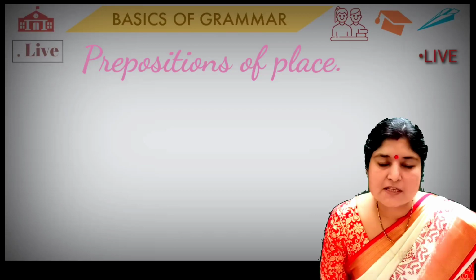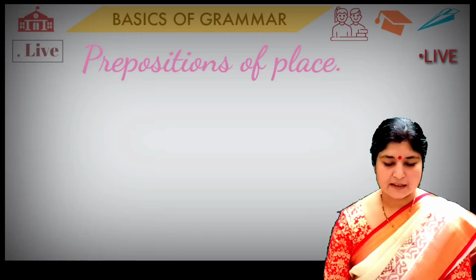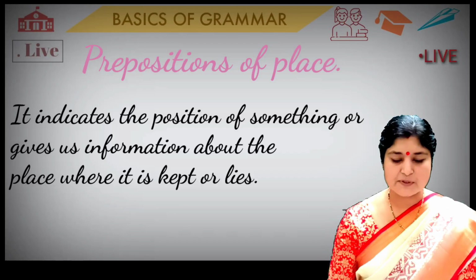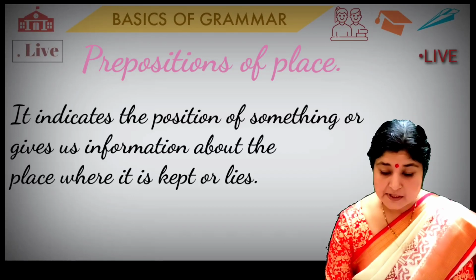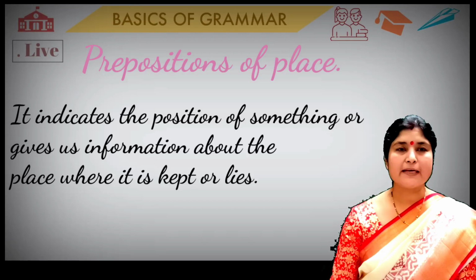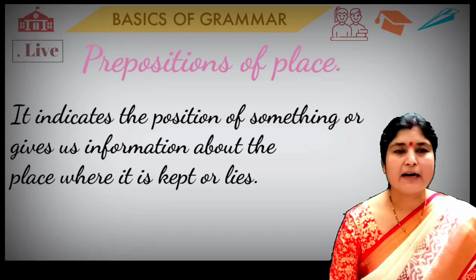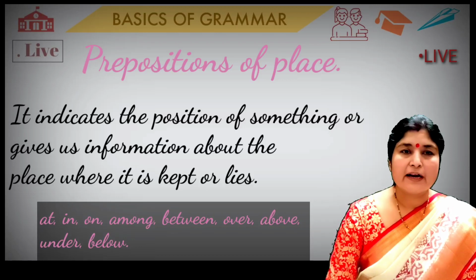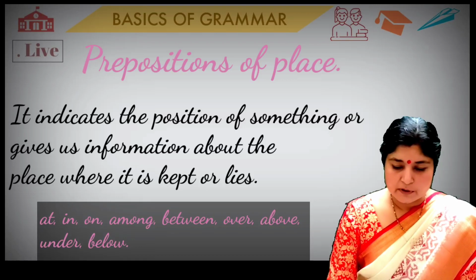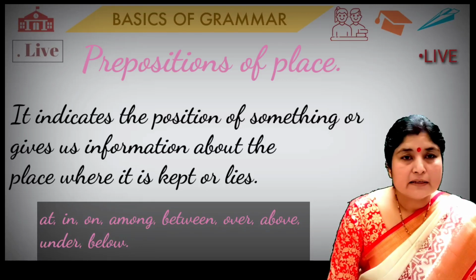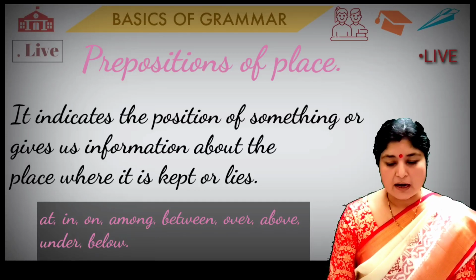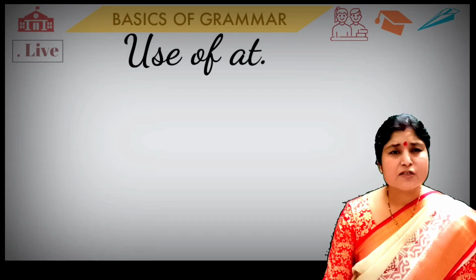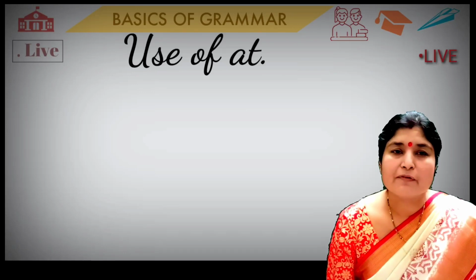Next, prepositions of place. A preposition of place indicates the position of something or gives us information about the place where it is kept or lies. Like at, in, on, among, between, over, above, under, below. These all are known as the prepositions of place. So now we will discuss the use of at.